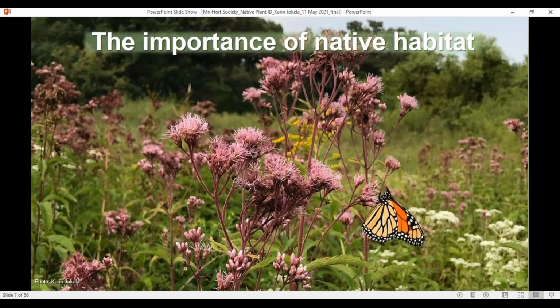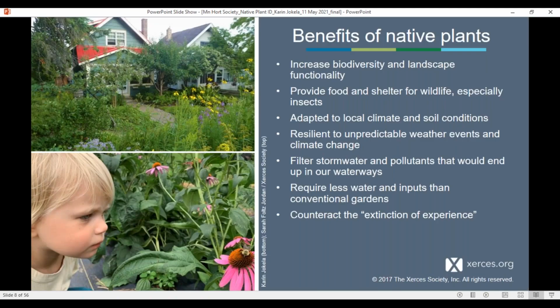Yeah, so here, the importance of native habitat. There are so many reasons why it's important. There's tons and tons of benefits of native plants. First and foremost, they increase biodiversity and landscape functionality. So they're doing a variety of things in our environment, things that we don't even recognize often. Importantly, they're providing food and shelter for wildlife, largely insects first.